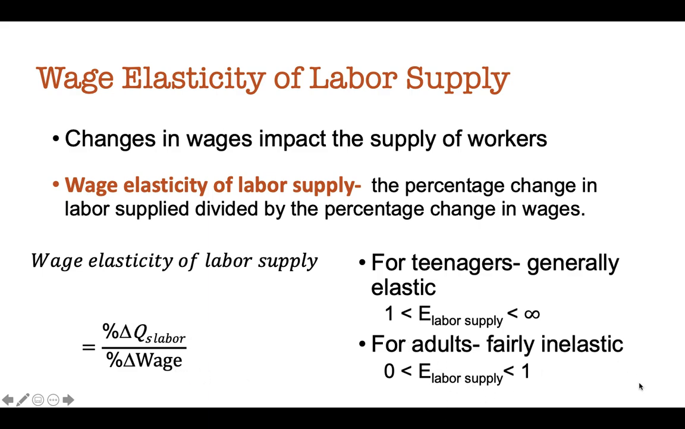Adults, if your boss comes to you and says, hey, look, I got to cut your pay, we're falling on hard economic times right now, sorry about it, I don't change my hours that much. I mean, that is a bummer for me, but at the end of the day, I've got bills to pay. So for adults, their wage elasticity of labor supply is fairly inelastic. So we get a small number here for this ratio.